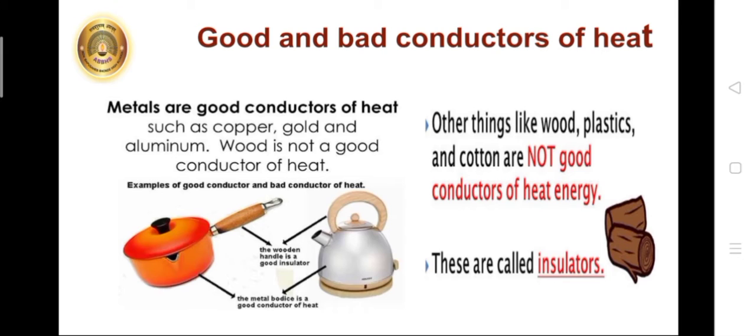Now, good and bad conductors of heat. Substances through which heat travels easily and quickly are said to be good conductors of heat. Metals are good conductors of heat, such as copper, gold, and aluminium. Examples of good conductors and bad conductors of heat you can see here in this picture.